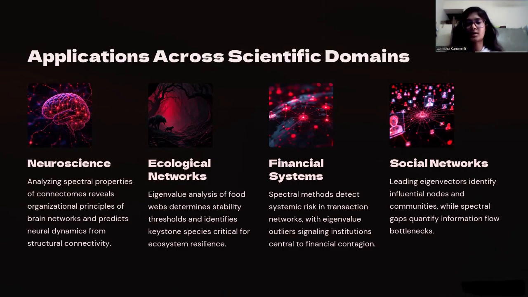In ecological networks, eigenvalue analysis of food webs determines stability thresholds and identifies keystone species critical for ecosystem resilience. In this way, random matrix theory is used in ecological networks also. And in financial systems, spectral methods detect systemic risk in transaction networks, with eigenvalue outliers signaling institutions central to financial contagion. In financial matters also, we use random matrix theory as it is very useful.